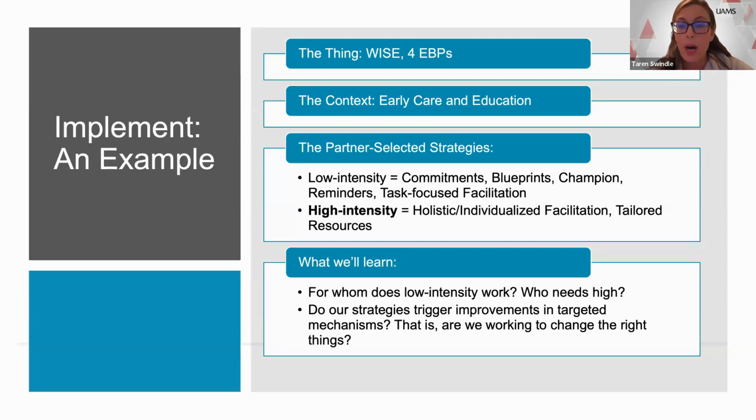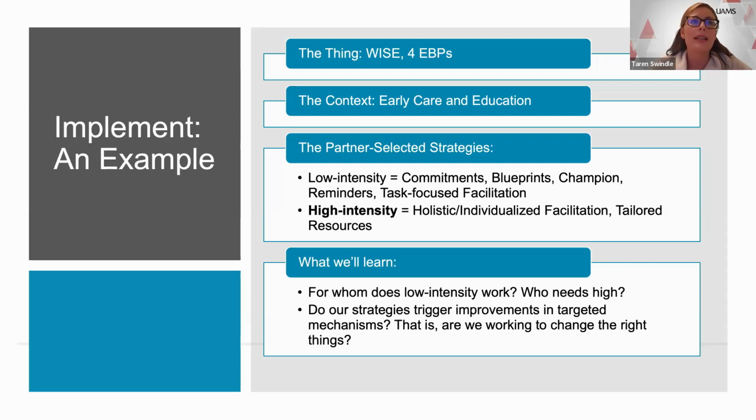And you can see how our partners helped us tease apart what was low intensity implementation and what was high intensity implementation. So through an adaptive trial design, we're randomizing people to get different levels so we can start to think about, for whom does low intensity work? How can we increase the high only for when that's needed? Are we triggering the right mechanisms for folks as we do this work?